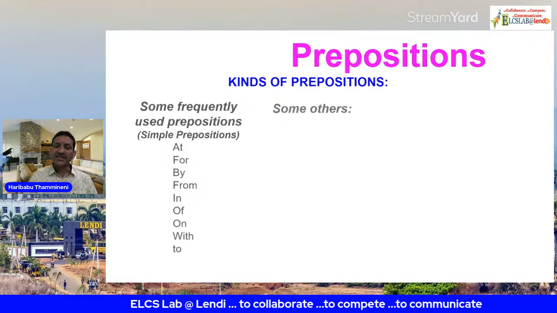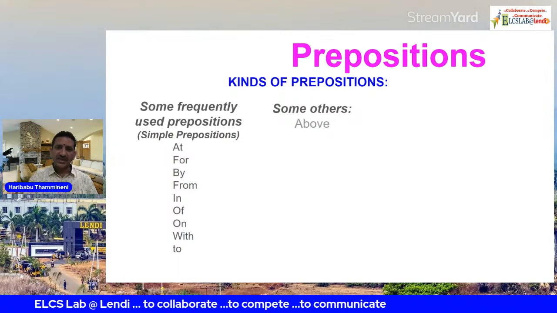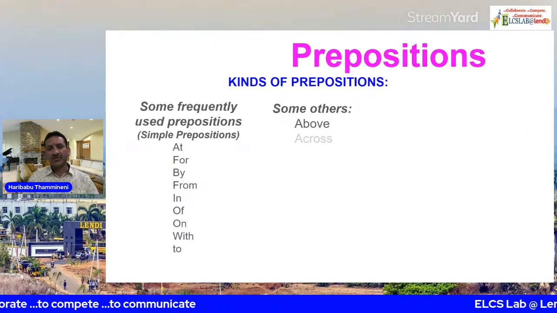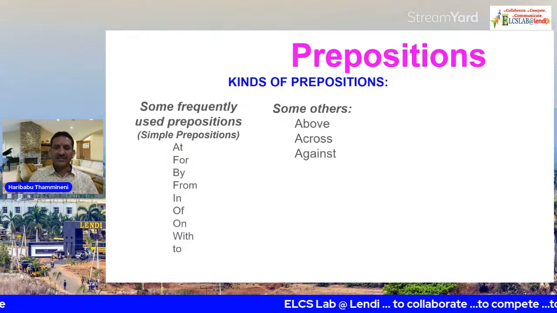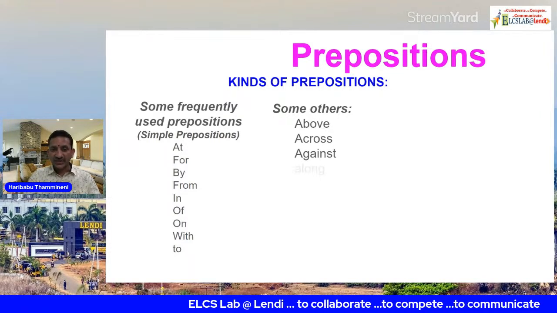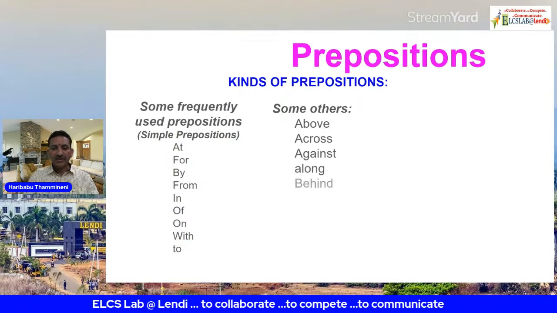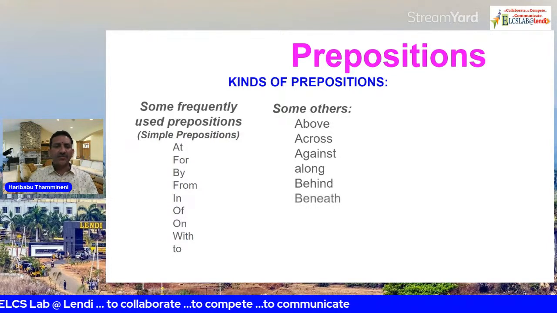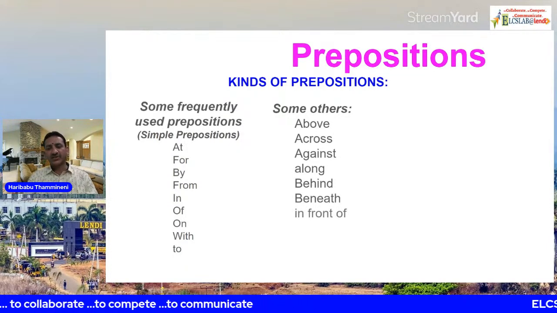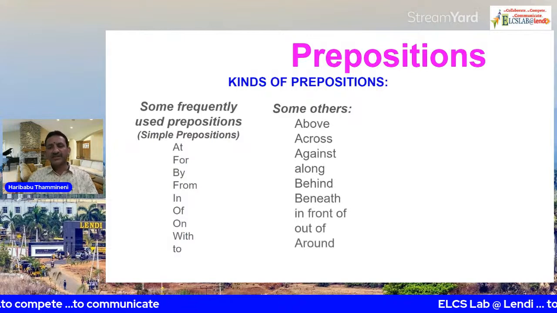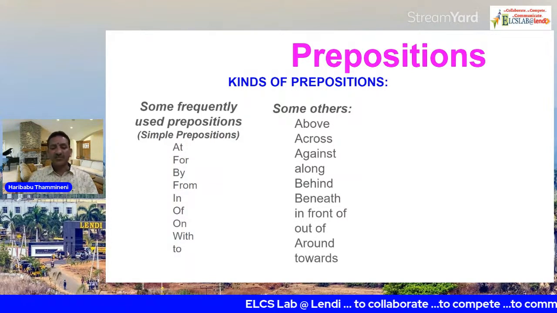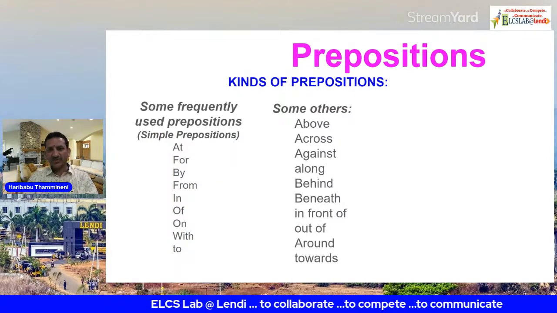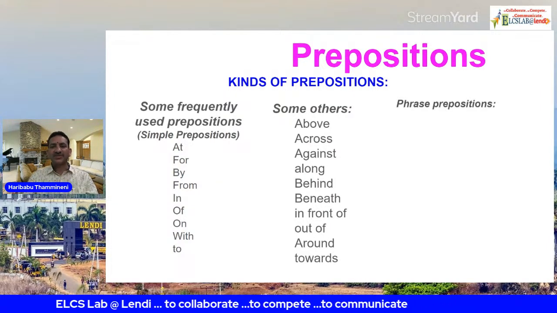So, if you can see some other prepositions, they're a little bigger, not very short. They also can talk about the relationship between a noun or pronoun and other words of a sentence, like above, across, against, along, behind, beneath. These are all also words that speak about the relationship between the subject and other words of a sentence. So they are also known as prepositions.